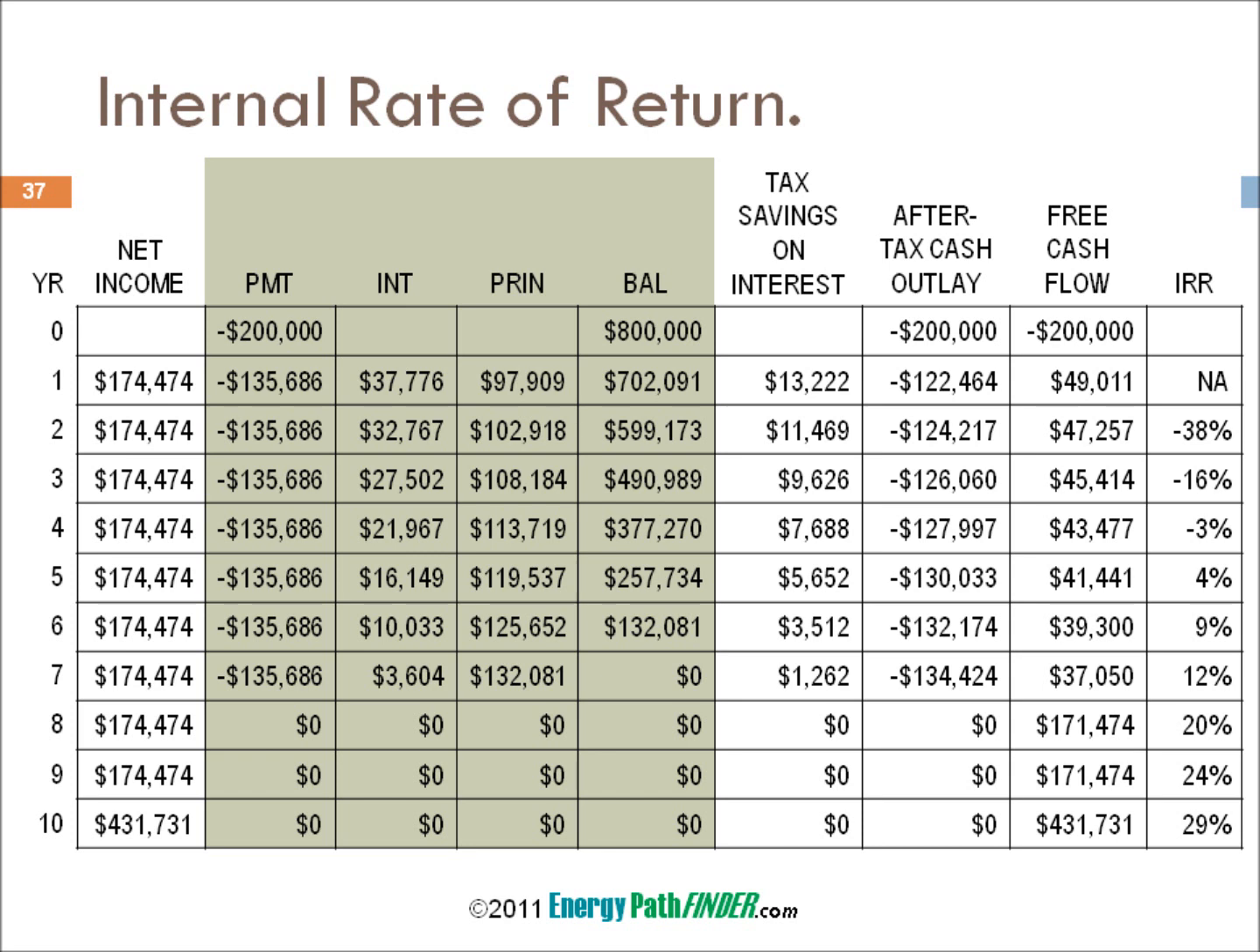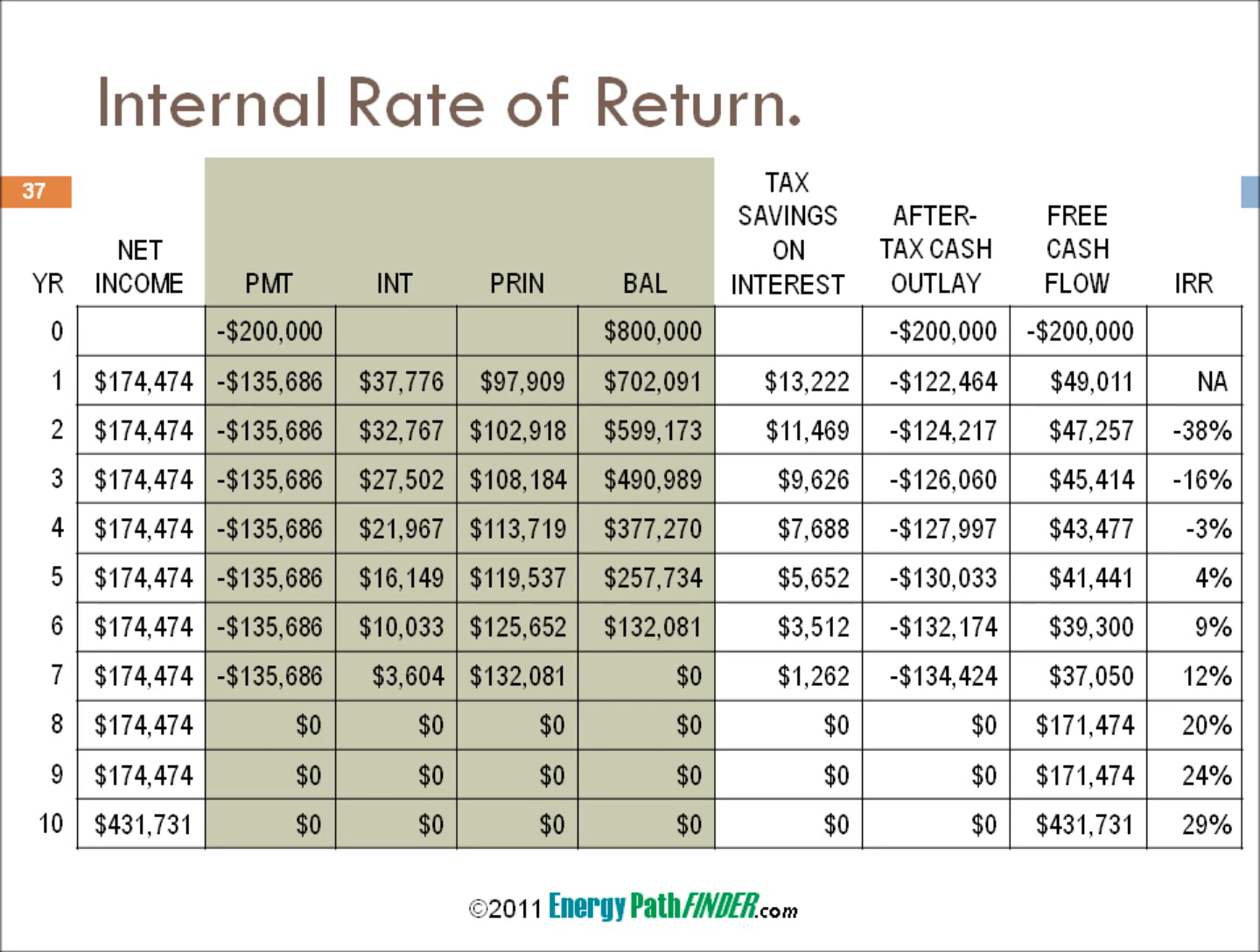In each of the years that follow, an after-tax outlay is the sum of monthly loan payments minus the value of the tax savings on interest. You can then determine the free cash flow. It's the net income minus the tax-adjusted outlay for project finance. The internal rate of return is calculated on the free cash flow. Internal rate of return is also a dynamic measure. It ramps up cumulatively with each additional year's cash flow.